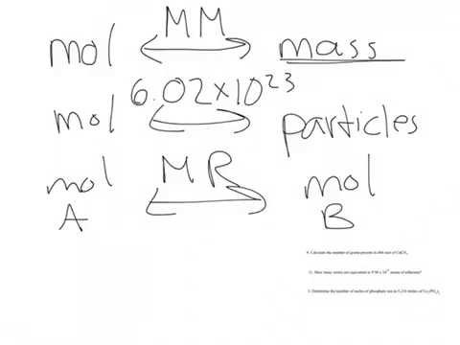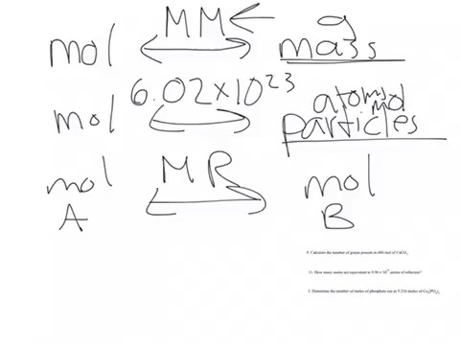Remember, whenever you see the word mass or grams, that is your clue you need your molar mass. If you see particles, atoms, molecules, that is your clue that you need Avogadro's number. And if you have to convert from one substance to another, that is your clue that you're using your mole ratio.